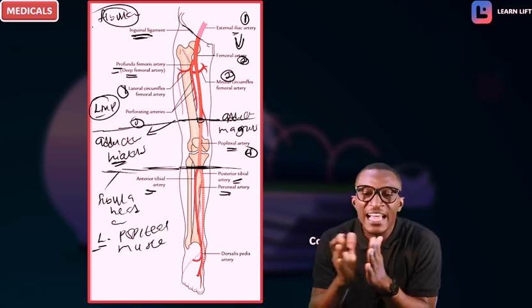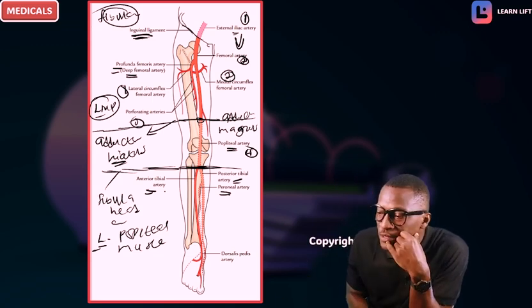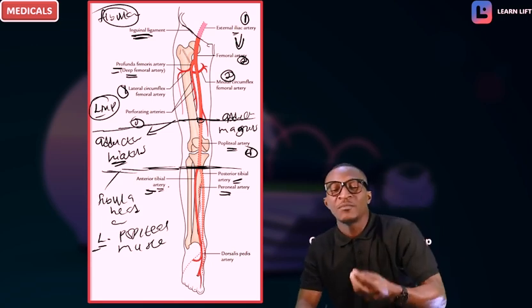Remember that the leg has 3 compartments. So the anterior tibial artery will supply the anterior compartment of the leg.